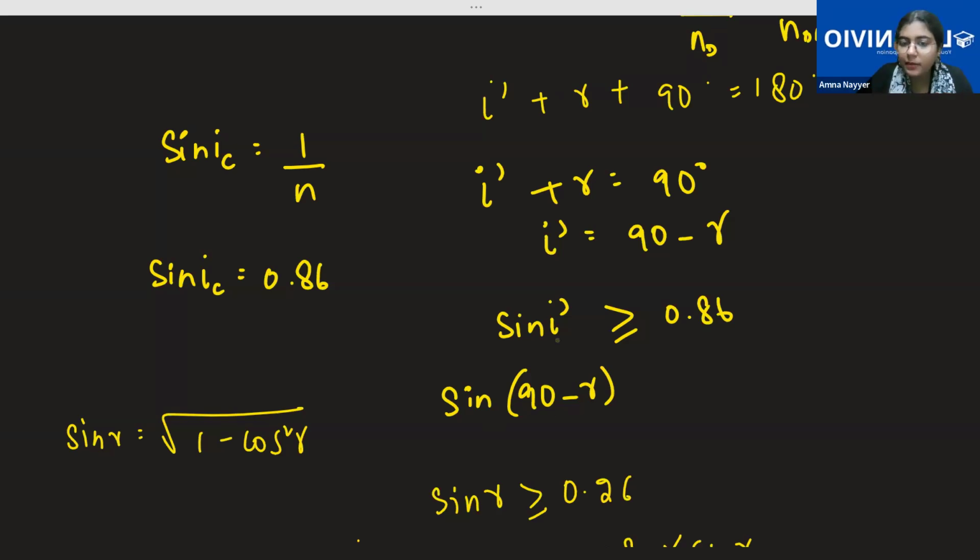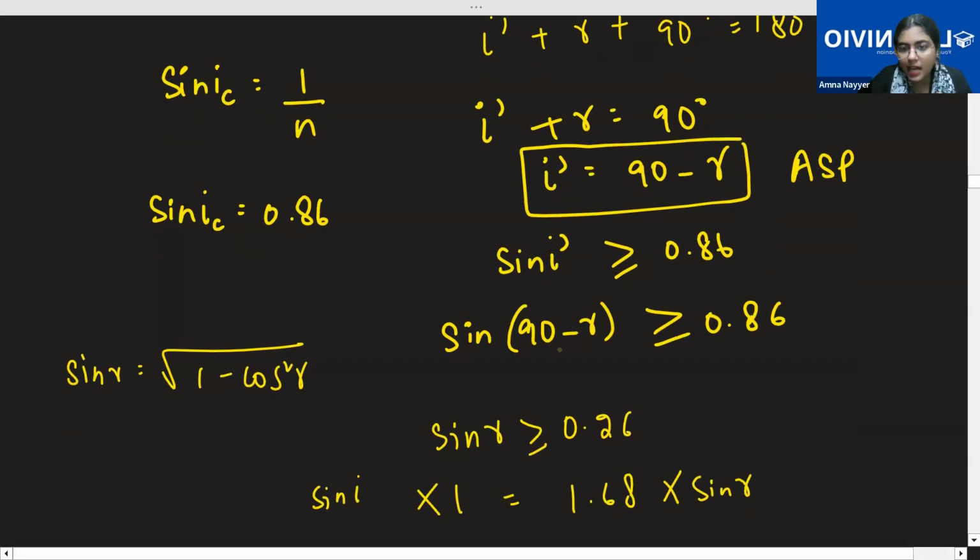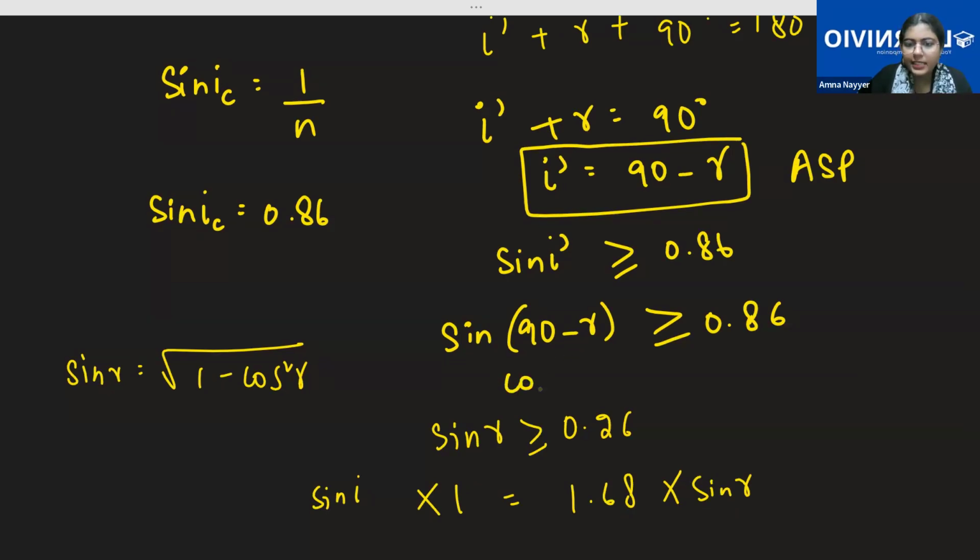I say sine 90 minus R, because sine theta can be used from this. I calculated I dash as 90 minus R using angle sum property, ASP. So sine 90 minus R is greater than 0.86. So sine 90 minus theta becomes cos theta.